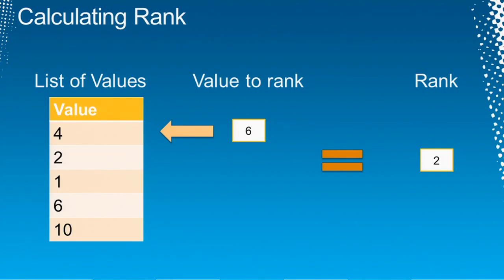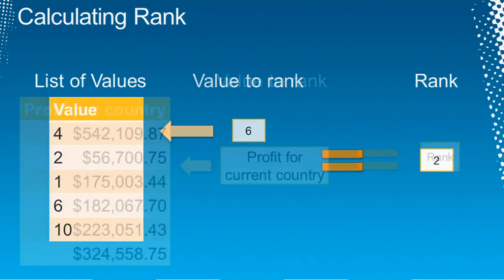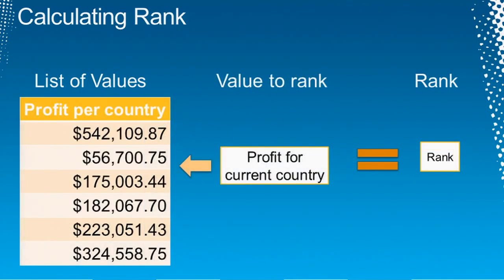And in BI, it's often the case that we automatically want to compare it against the maximum value, so you want to see who's doing best. So in this case, a value of 6 compares second in this total list of values. Okay. So how would this compare in our example?